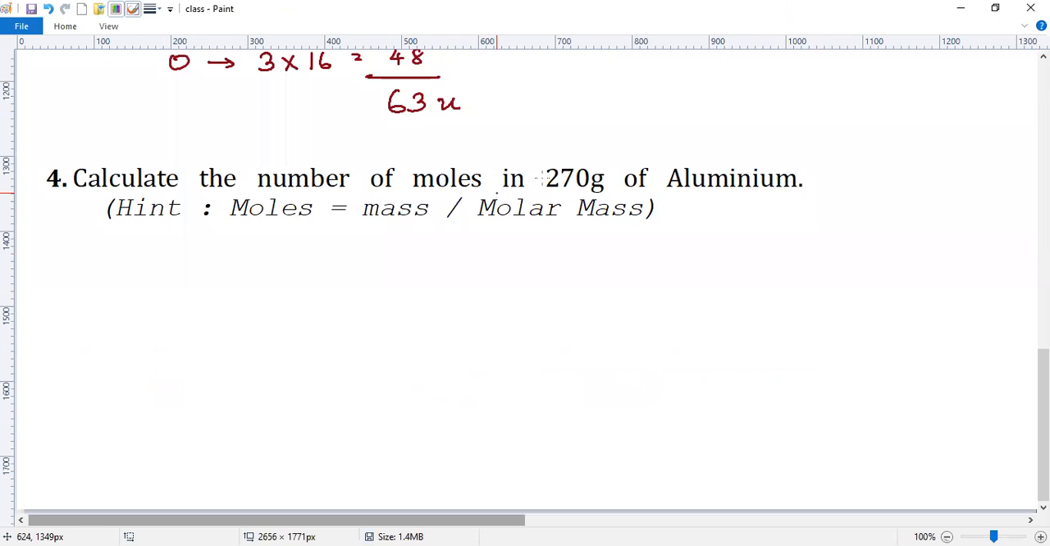Let's proceed with the next question. Calculate the number of moles in 270 gram of aluminium. What is it you have to calculate? Number of moles present in 270 grams of aluminium. See, number of moles is nothing but given mass divided by molar mass. This formula you already know. So that is what we have to do here as well. What is the given mass? 270 gram.